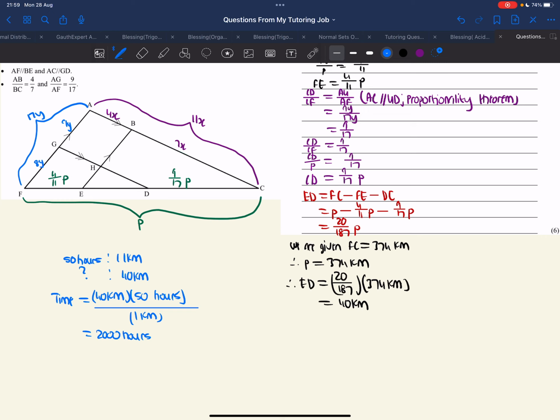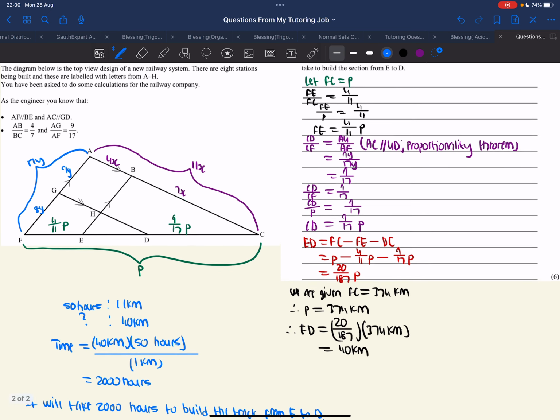All right. Now to put it in words, you're going to say that it will take 2000 hours to build the track from E to D. Alright, and then basically this should be your answer. Hopefully that's understandable.